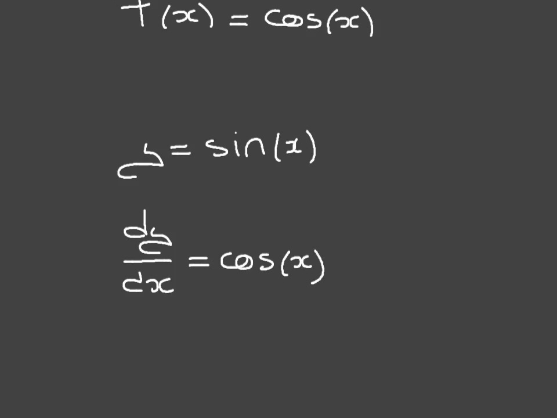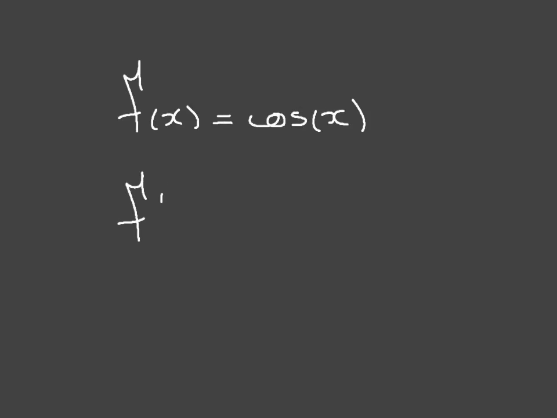Now let's move on to learn how to differentiate the cosine function. In this case, if f of x is equal to cosine of x, then the derivative function f dash of x will be equal to negative sine of x. Make sure to write down that negative sign.